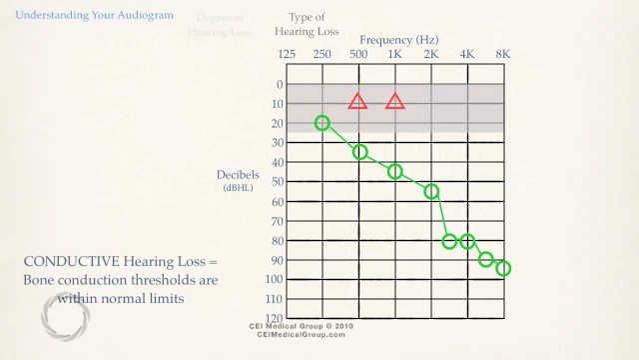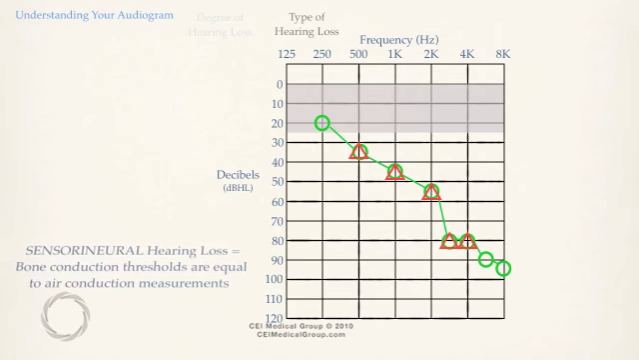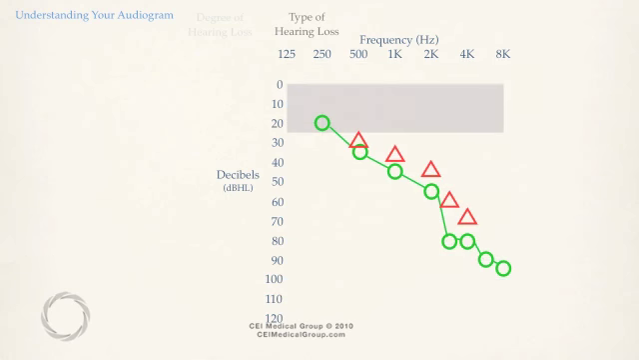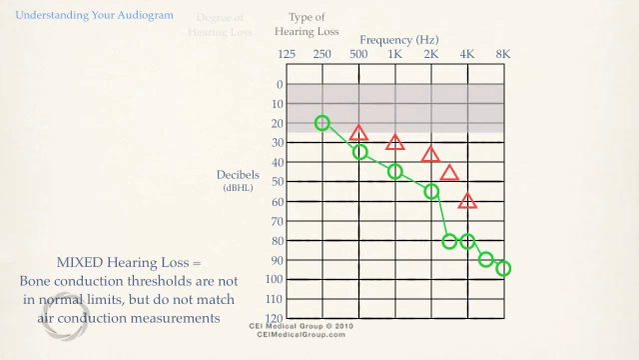If bone conduction responses are obtained within normal limits, a conductive hearing loss is documented. A sensory neural hearing loss is when responses recorded for both the inserts and the bone oscillator are at the same level. A mixed hearing loss is when responses are obtained at softer levels than those with the inserts, but responses are not within normal limits.